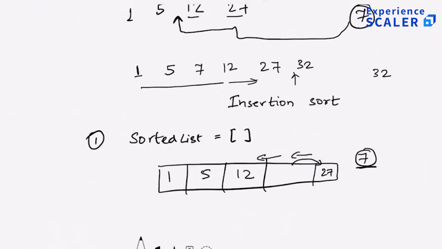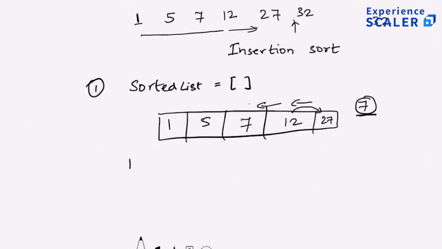Then I go and again check 12. Is 7 bigger than 12? No, it is not. So I'll shift 12 one space to its right. 12 comes here. Then I check the next number, which is 5. Is 7 bigger than 5? Yes. That means this is the location of 7, and I insert it here. I keep doing this with every new number that I encounter, and that makes for what is known as insertion sort.